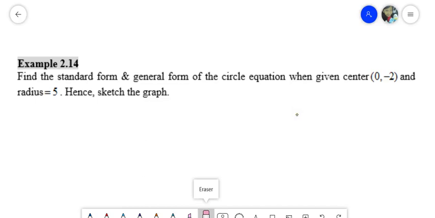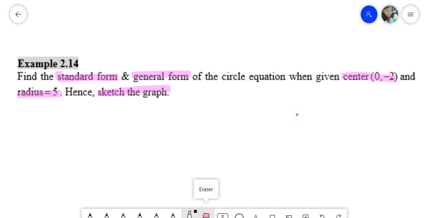Okay, look into this question. Example 2.14. Find the standard form. Please highlight that. Standard form and general form of the circle equation when given the center is (0, -2) and radius is 5. After that, they may want you to have the sketch on the graph itself. Okay, so they have 3 pieces of information here that you need to do.